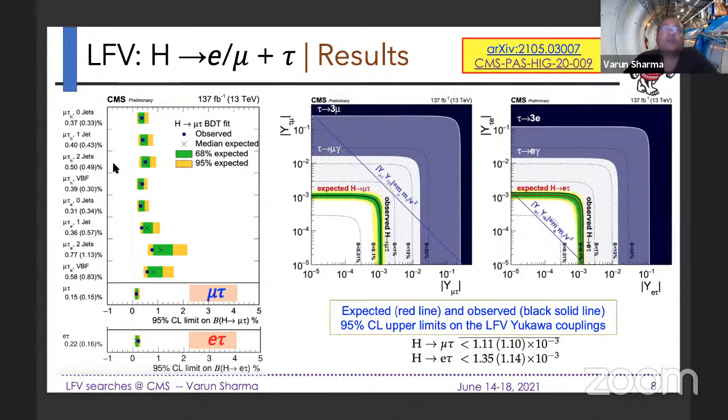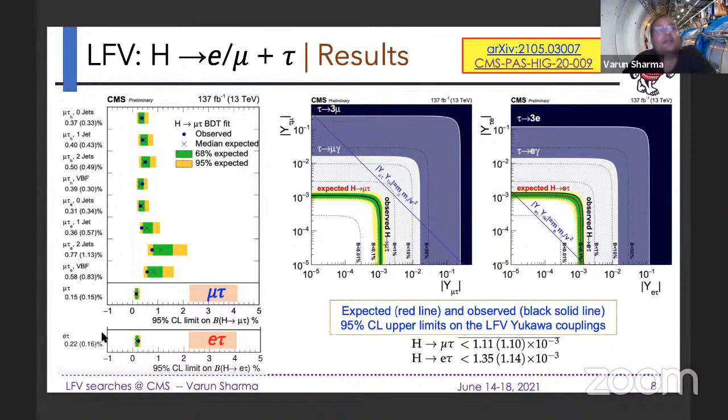On the top left, the first plot shows the branching fractions of Higgs to mu tau for all the different categories that we have. The top 4 are the mu tau hadronic categories for 0 jet, 1 jet, and 2 jet, while the bottom ones are the mu tau leptonic channel. At the very bottom is the combination of all the 8 categories, and we set a limit of 0.15%, which is the same as we expect in this decay.